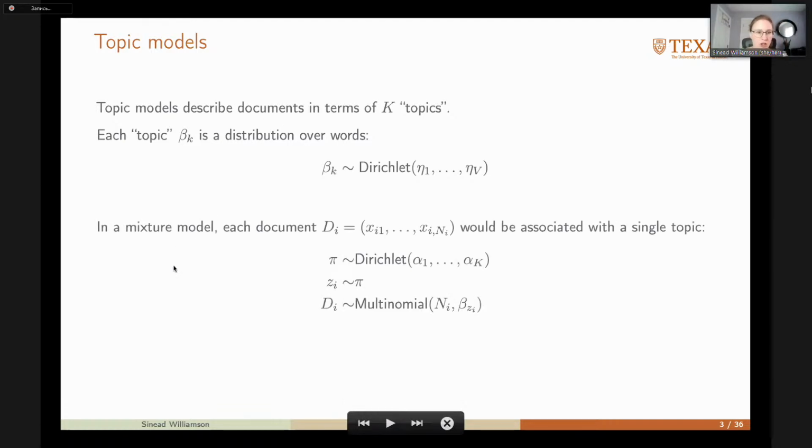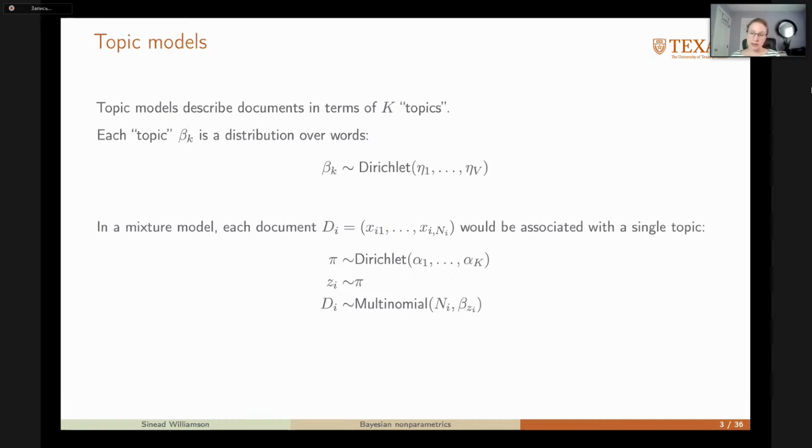Based on what we saw on Wednesday, we were looking at mixture models. If we were going to do a mixture model of topics, we would put a distribution over the topics. We have K topics, so that's going to be pi, which is K dimensional. And then for each document, we would pick a topic according to that distribution. Then we would assume that the words were generated by sampling words from that corresponding topic. This is a perfectly good mixture model for documents, and it's not a bad model for short documents such as tweets.